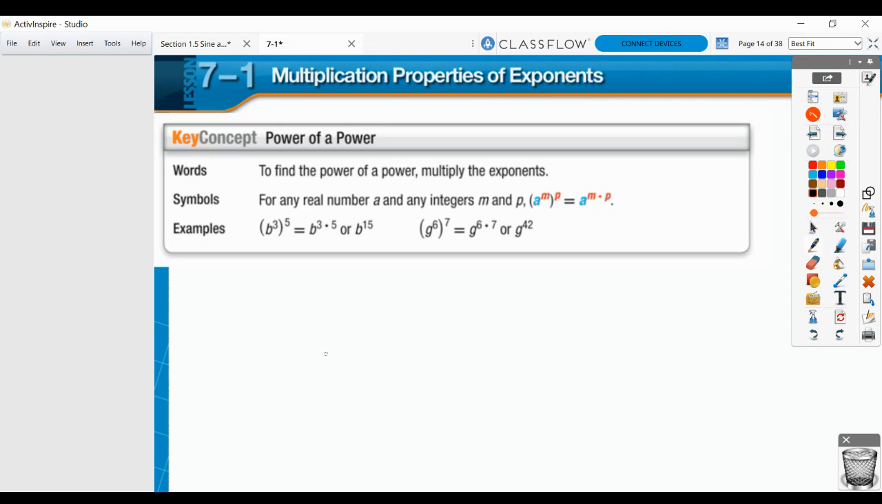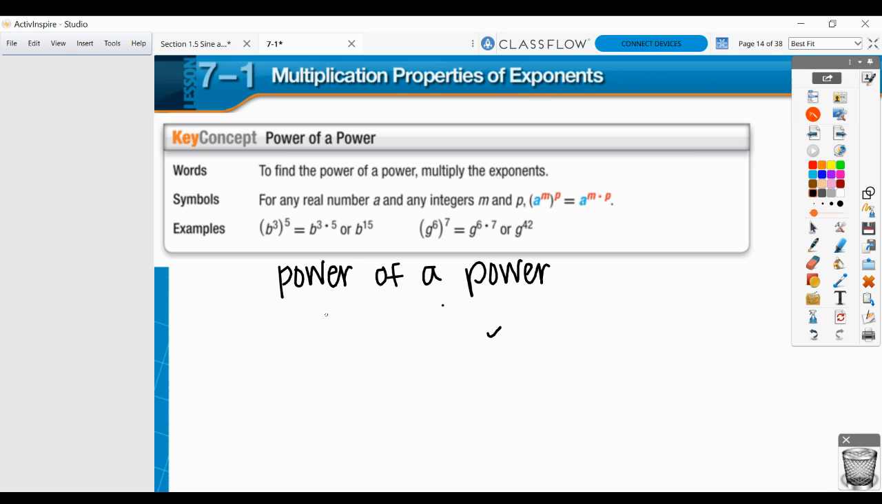Okay, today is the second day of notes in the 7.1 section. So we have to look at another property. This one is called power of a power. So you are raising an exponent to another exponent.